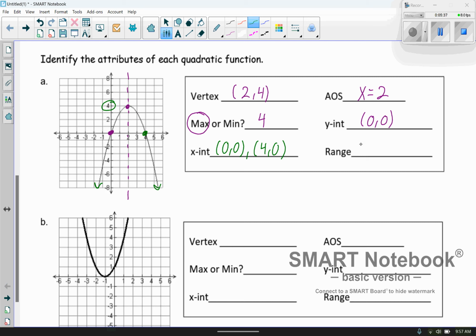Now for the range, this time it goes down indefinitely, but we peak right there at our maximum. But you want to go from low to high, so we have to put the negative infinity first. That's very important. And then we peak up here at positive 4.